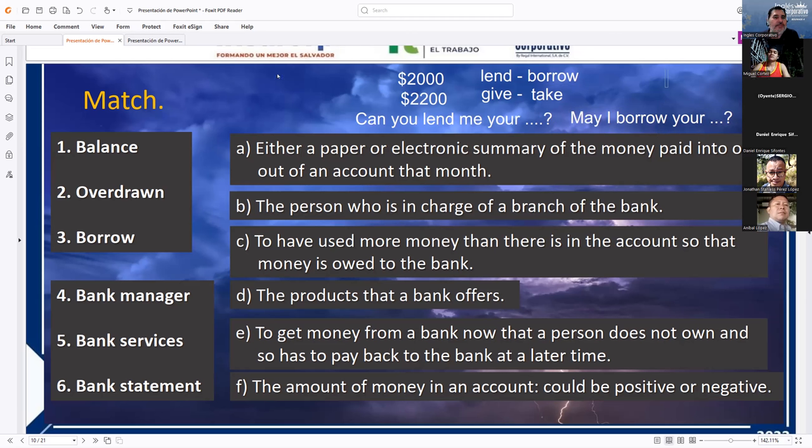In Spanish, we confuse the words because people say prestar. But prestar is dar prestado, tomar prestado, so it's confusing. In English, no. Lend is dar prestado. Borrow is tomar prestado. So it's two different things. In English, it's clearer. Now let's go to the groups and let's match.